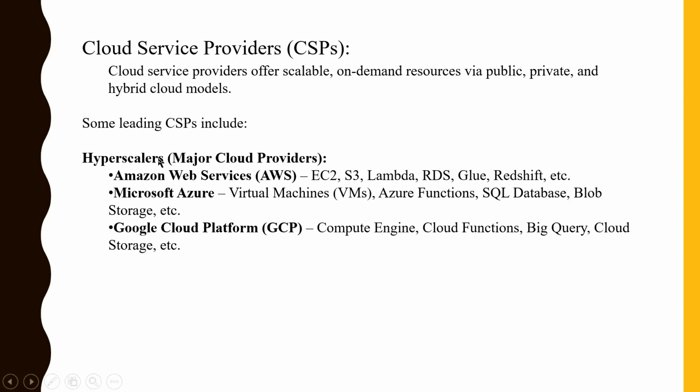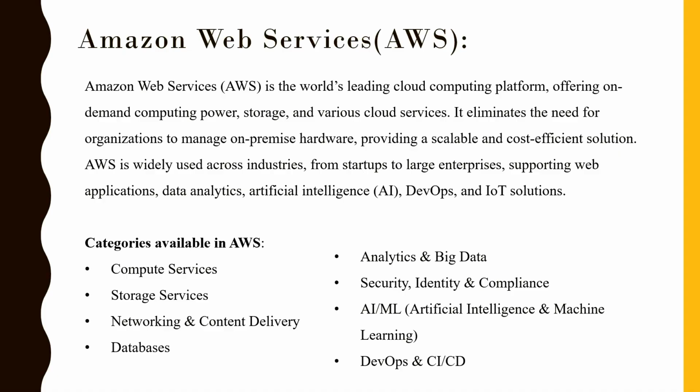A few of the cloud service providers are AWS, which is Amazon Web Services. The most famous services from AWS are EC2, S3 for storage, Lambda for computation, RDS for database, Glue for ETL, Redshift for warehouse, and so on. Coming to Microsoft Azure, we have virtual machines, Azure Functions, containers, SQL database, blob storage, etc. Coming to the Google Cloud Platform, which is GCP, we have Compute Engine, Cloud Functions, BigQuery, Cloud Storage, etc.